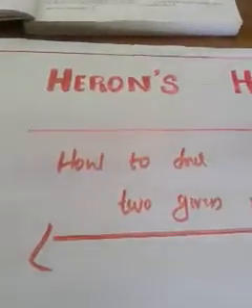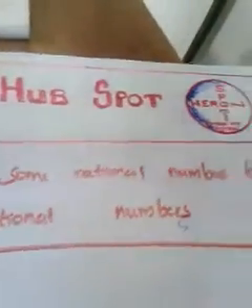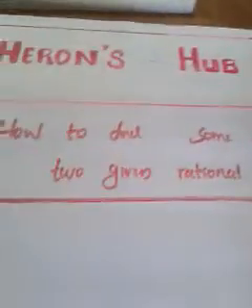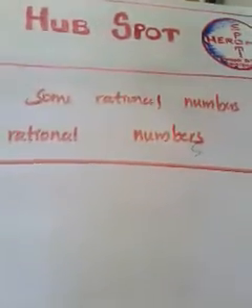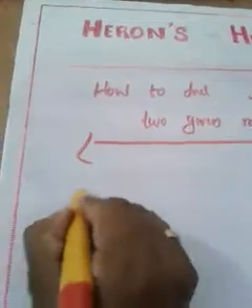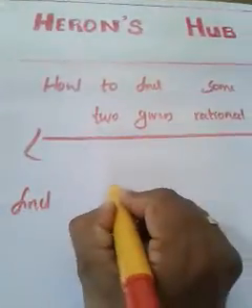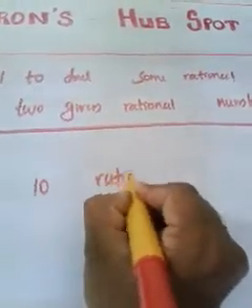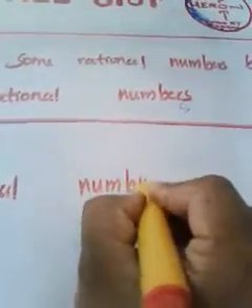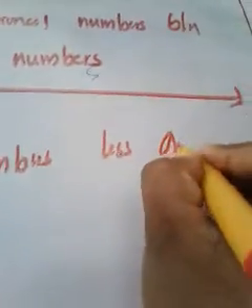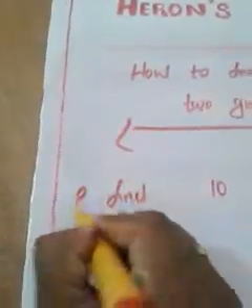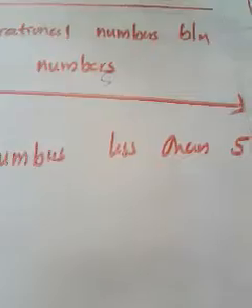Next session is how to find some rational numbers between two given rational numbers. You may not have understood the session. I will explain. I am going to ask you a question. Find 10 rational numbers less than 5. You can write this question: find 10 rational numbers less than 5.